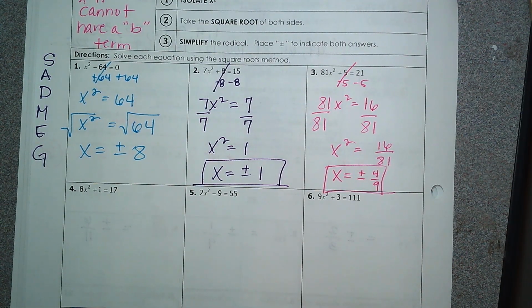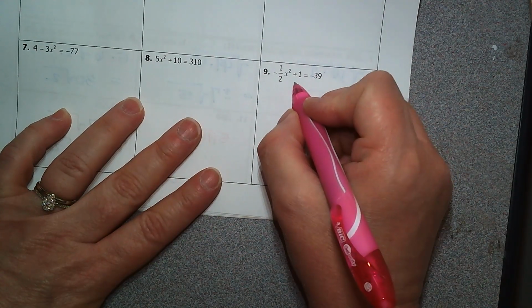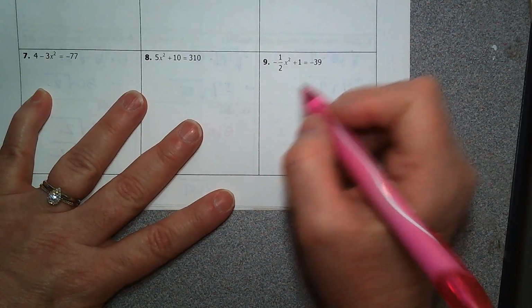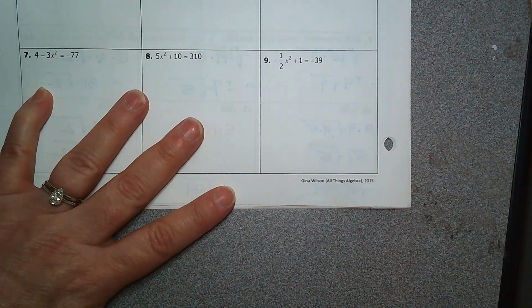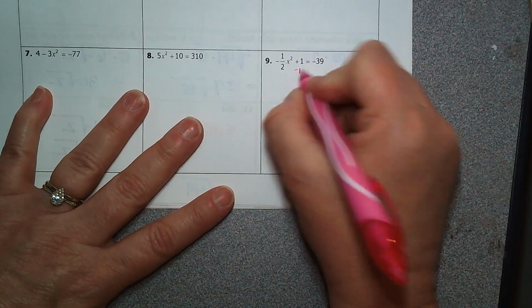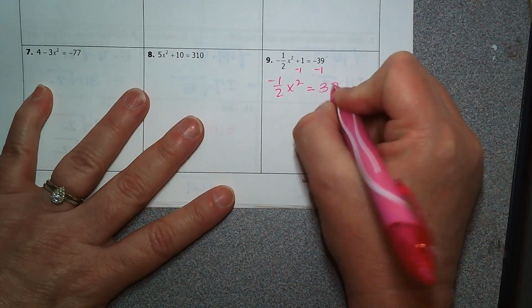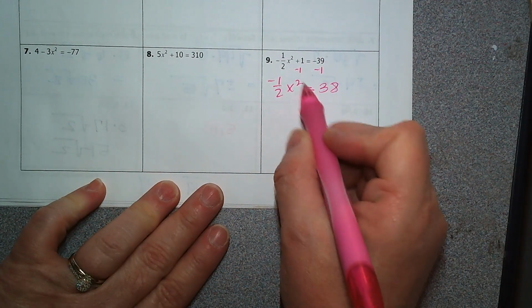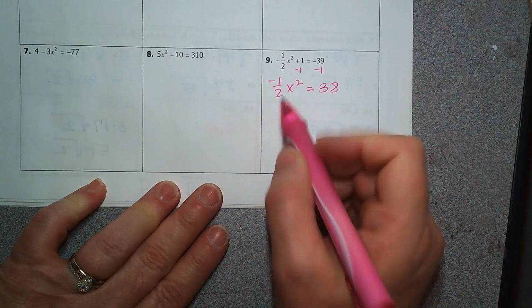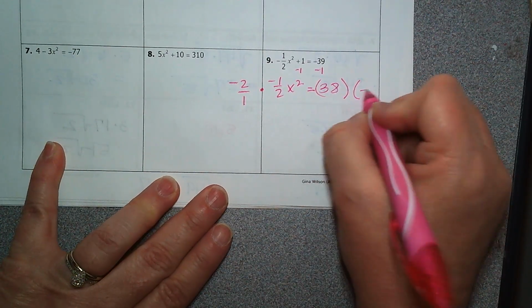So you isolate the x squared, take the square root of both sides. Let's do a more difficult one. Let's look at number 9. Well, it's not difficult, but it's got a fraction, so that might throw some people off. What would I do first? Minus 1. All right, we're going to subtract 1. And then I need to get x squared by itself. What do I do to get rid of this negative 1/2? Multiply by the reciprocal.